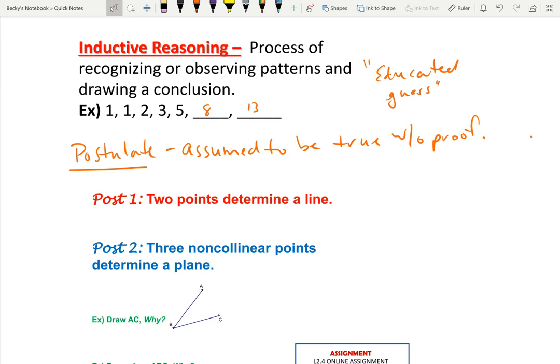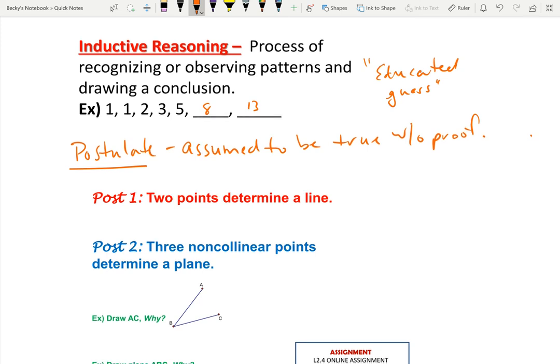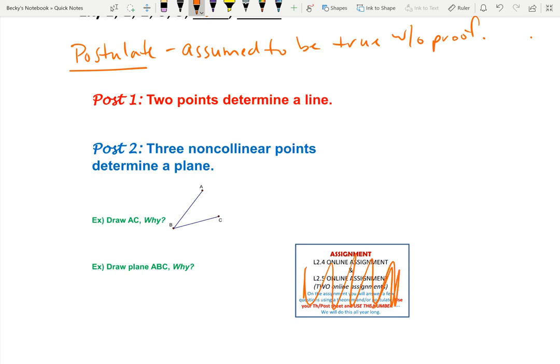Can't say that enough. Postulate 2: 3 non-collinear points determine a plane. Again, we know this. How do you name a plane? You name a plane with 3 non-collinear points. So, again, postulates are assumed true without proof. And when we get to theorems, theorems are like theories, right? And you have to prove those. So that's the difference between the two words. So we're going to ignore this for now.